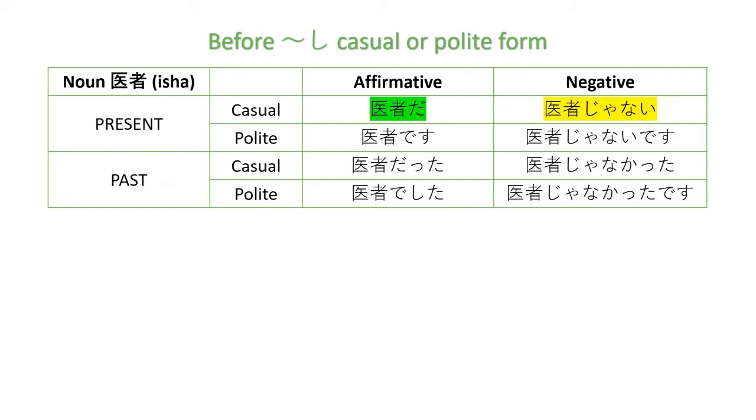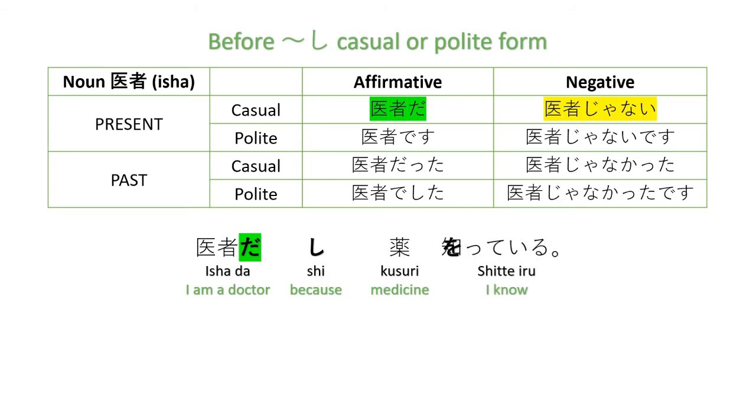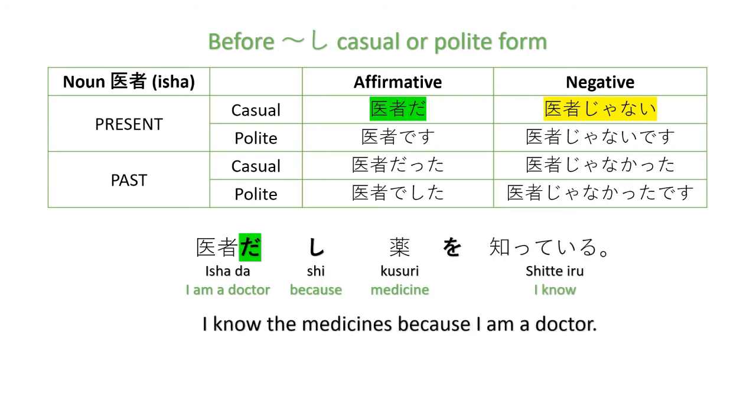Now for the nouns, nouns are virtually the same with na adjective. Da, desu, janai, janai desu. Datta, deshita, janakatta, janakatta desu. So here we have isha, doctor. Isha da shi, kusuri o shitteru. I know the medicines because I am a doctor. Okay?